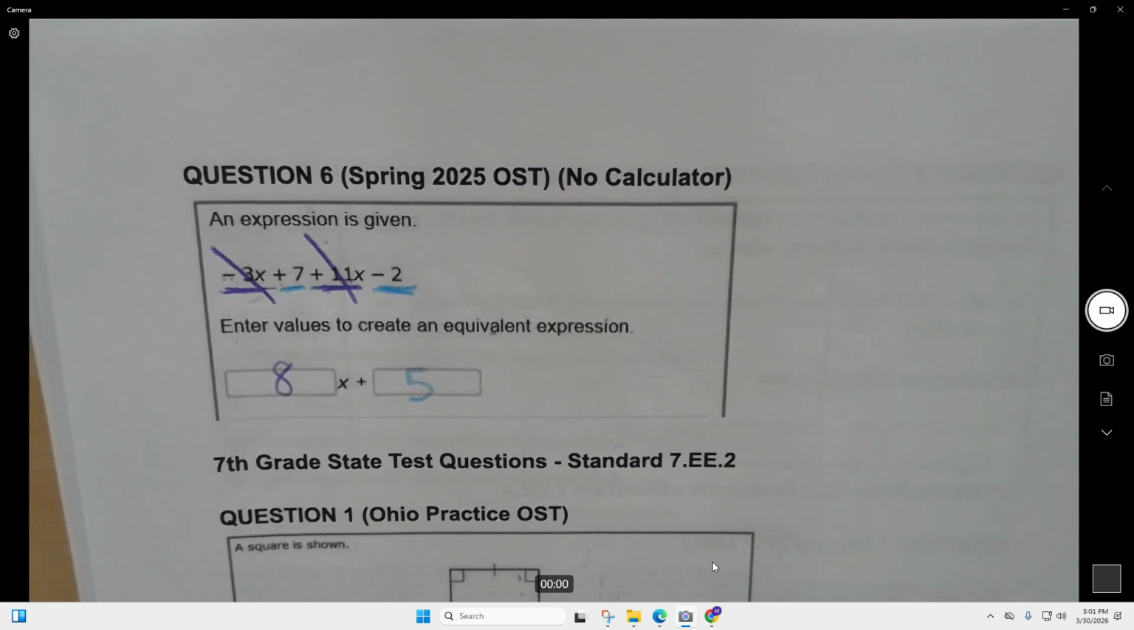All right. So that is our first standard, 7.EE.1. I hope that all made sense. If you have any questions, please let me know.